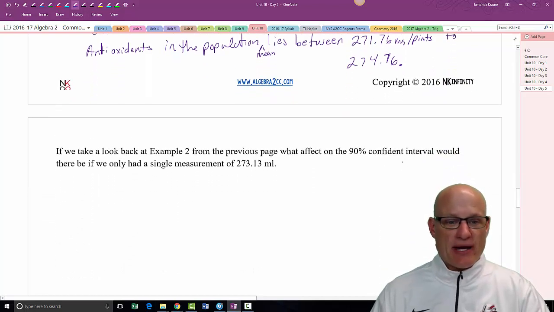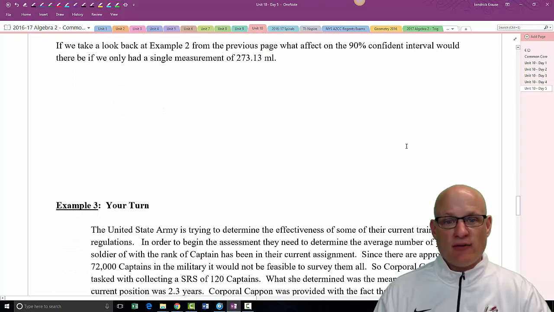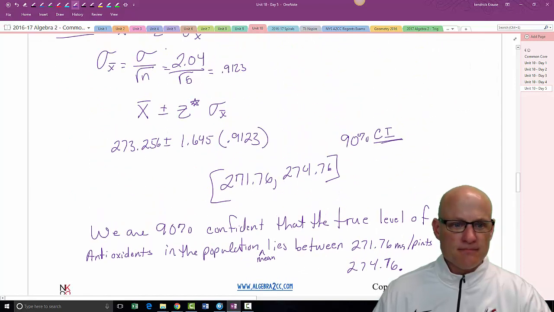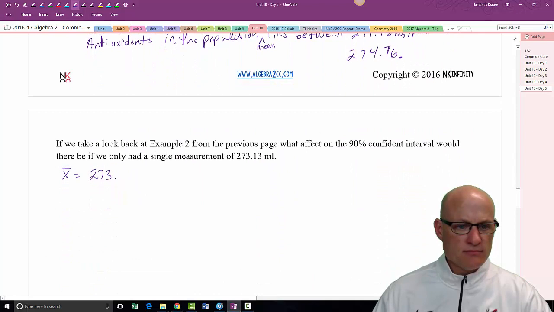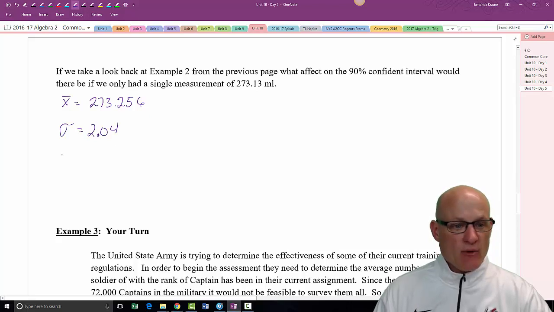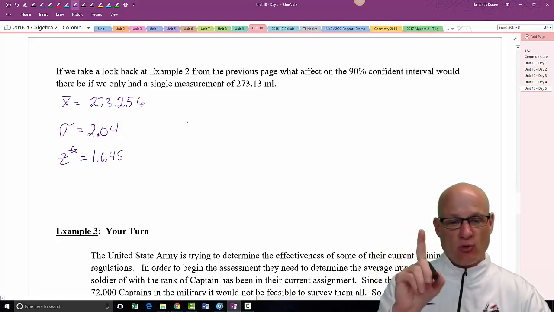All right, so if we take a look back at example 2 from the previous one, what would the interval be if we only had a single measurement of 273.256? Now, let's try this. We have an X bar of 273.256, but now we have to use our standard deviation of 2.04. And our z-star is not going to change. That's still 1.645. Now let's see what our interval looks like if we only have one measurement.